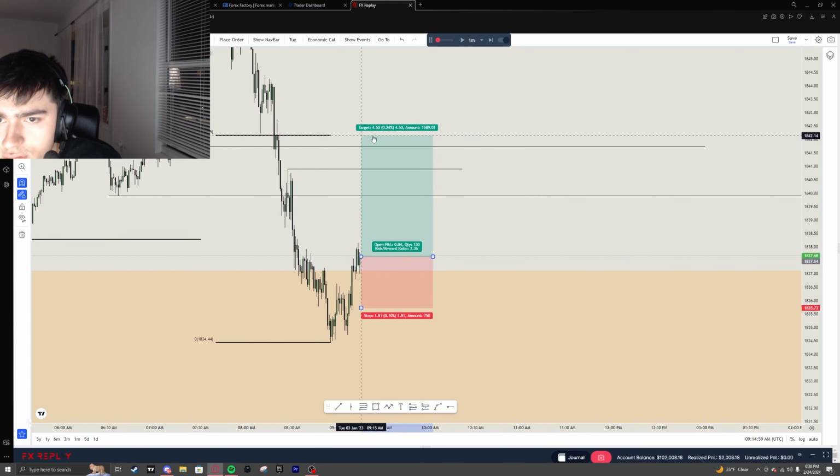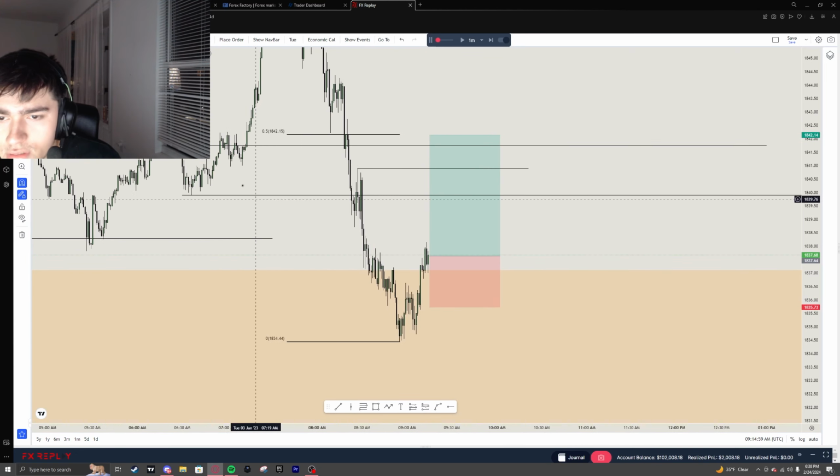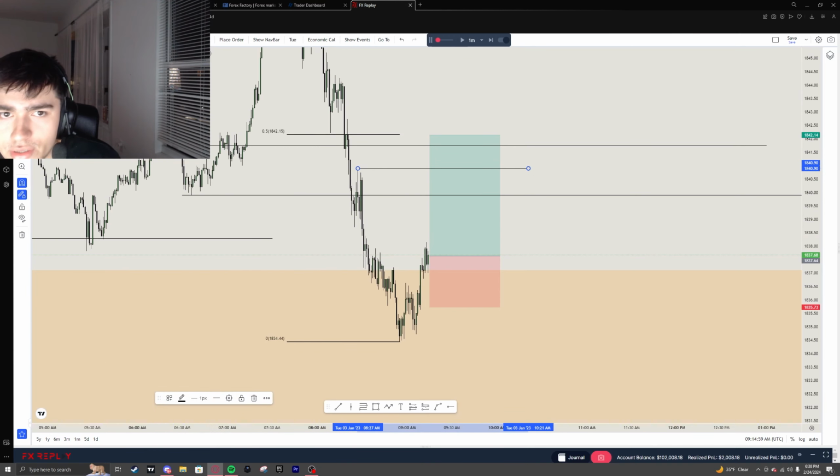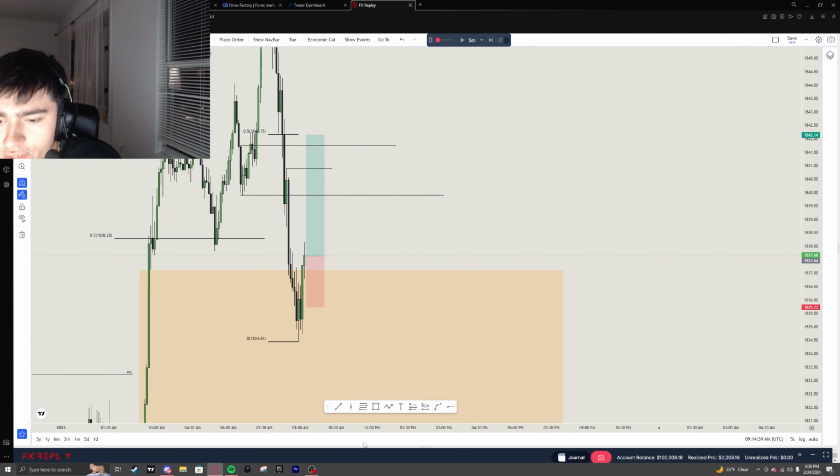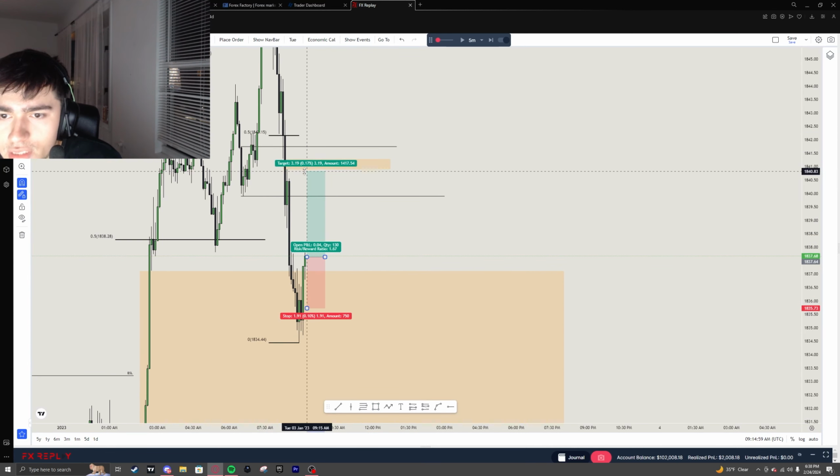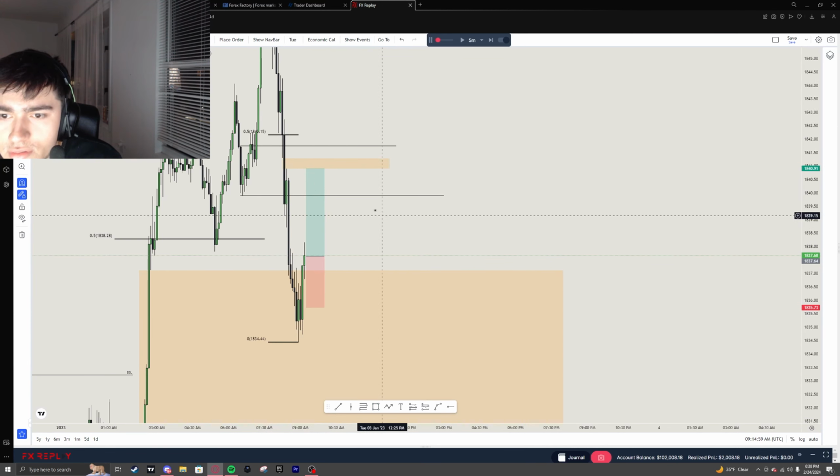Right, something like this. I think that's reasonable here. This is the breaker, this is the high that aligns with the breaker. This is a 5-minute value gap here that aligns with the breaker as well. Extend that out. Something like this is fine. This is reasonable. Okay.